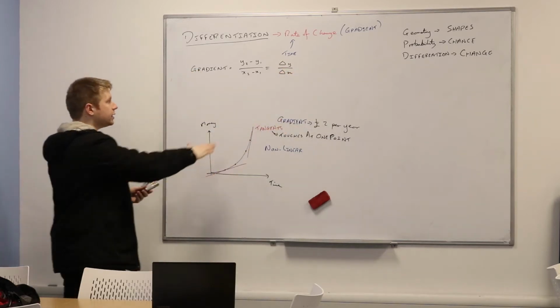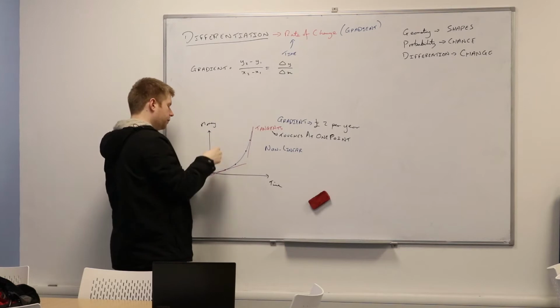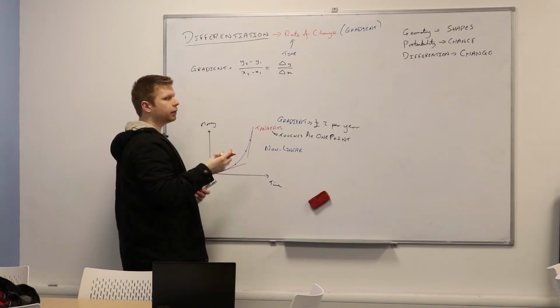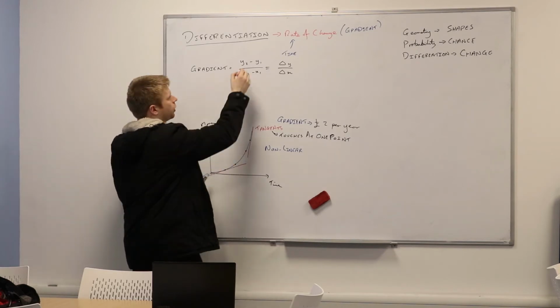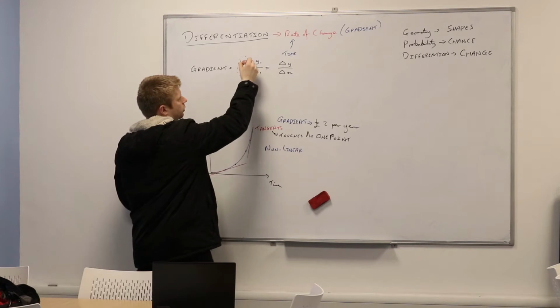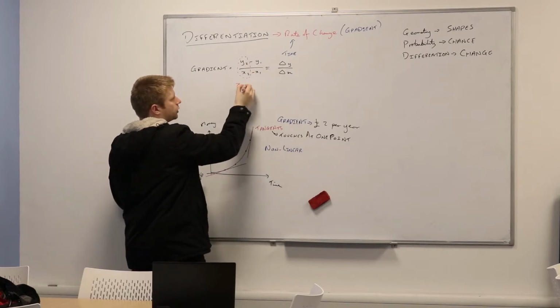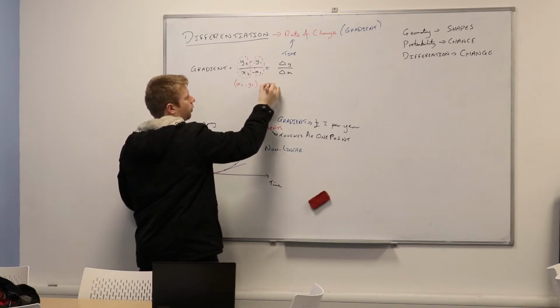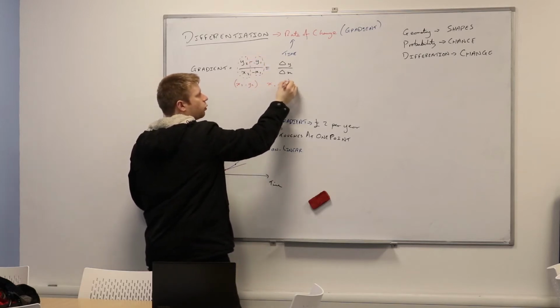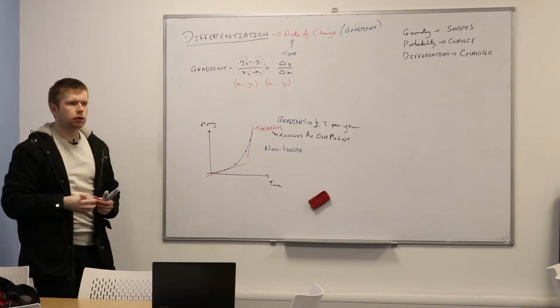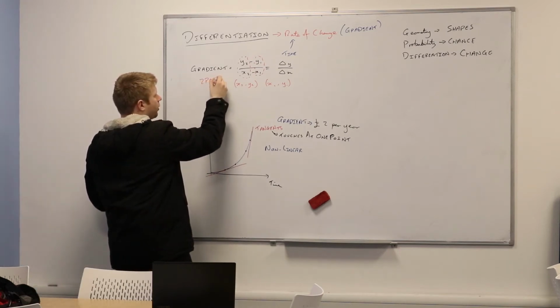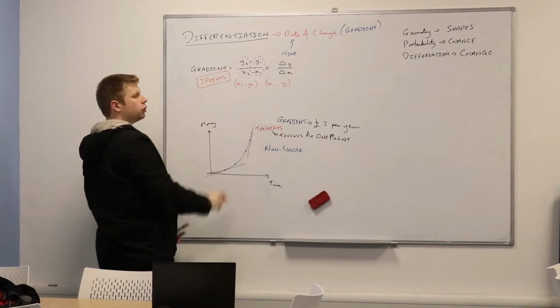Now have a look at this formula. How many points do I need in order to calculate the gradient? That's one point, x2, y2. And that's another point, x1, y1. So how many points do I need in order to calculate the gradient? I need 2 points.